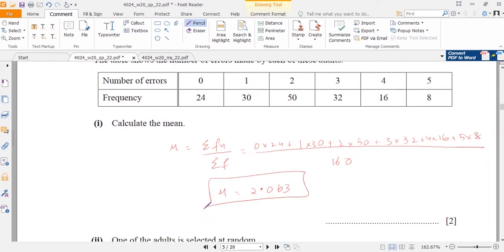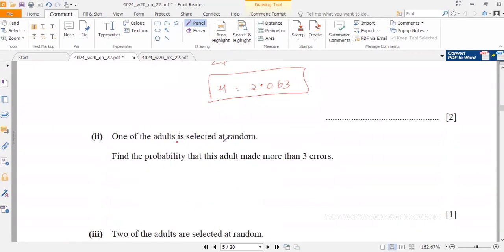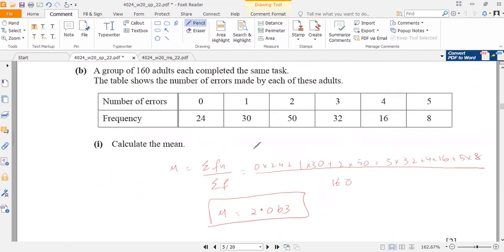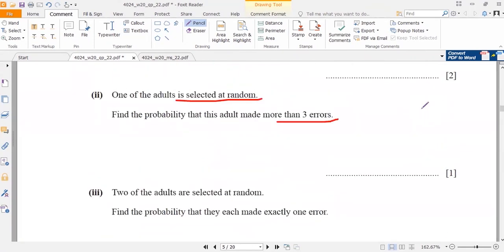Okay. Now come to part 2. One of the adults is selected at random. Find the probability that this adult made more than 3 errors. More than 3 errors means only these two categories apply, that is 16 plus 8, so 16 plus 8 equals 24. And to find the probability, it will be 24 upon 160.